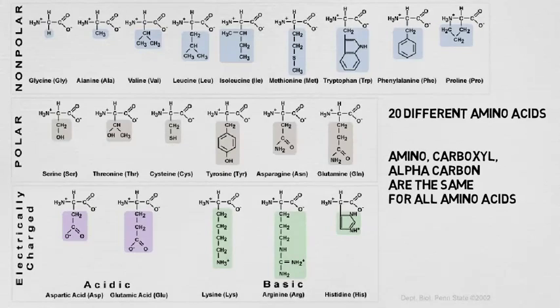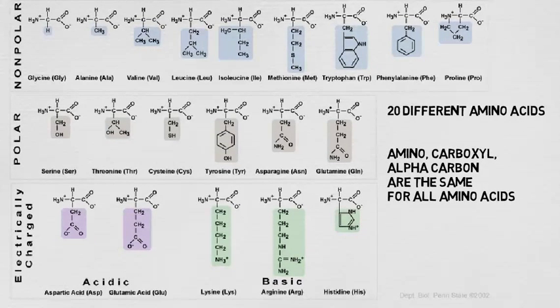There are 20 different types of amino acids, highlighted here, required for human life to exist. And these different amino acids can create hundreds of thousands of possible combinations. The amino group, the carboxyl group, and the alpha carbon are the same for all amino acids. So the R group really is responsible for the variety among proteins.